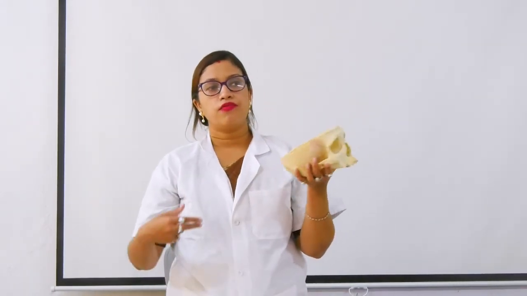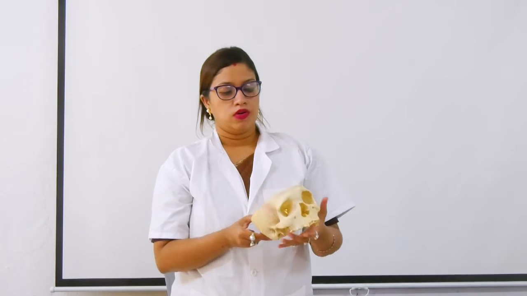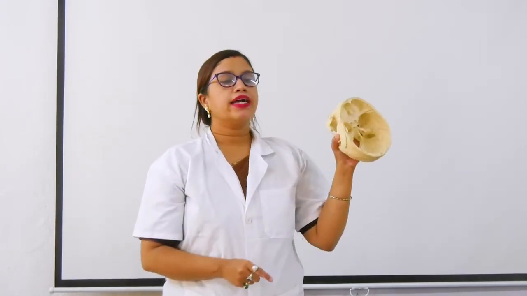Okay, so this is the articulation for the greater wing. Anything else? Frontal bone, zygomatic, orbital part of zygomatic. Okay, so this is the articulation of the greater wing of sphenoid.